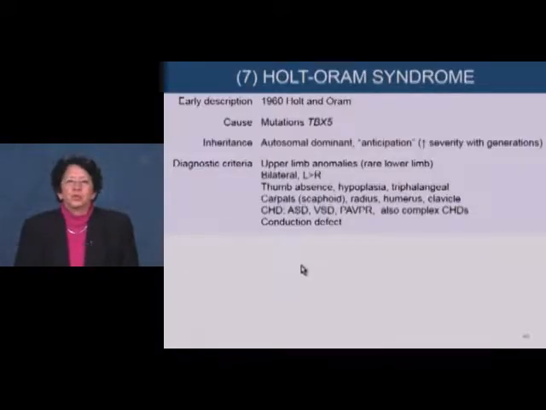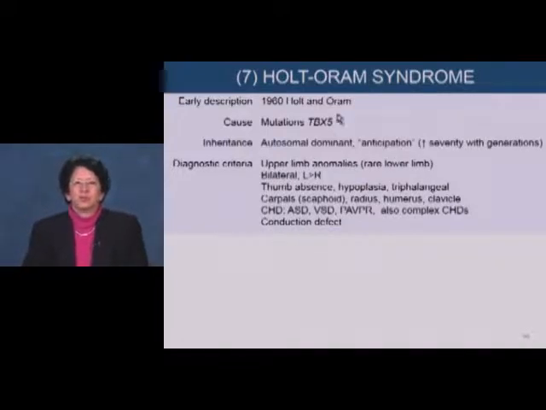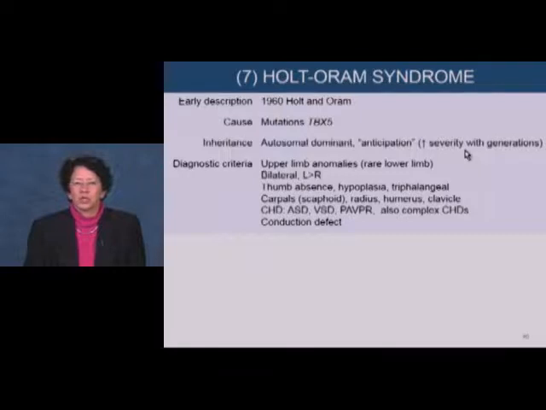So I'm going to switch to a completely different syndrome, which is called Holt-Oram syndrome, described in 1960, caused by mutations in TBX5. And this is also a single gene syndrome. There seems to be something we call anticipation, which is the phenotype may be more severe with subsequent generations. This is almost always a disorder of upper limb abnormalities, with rare examples of lower limb. It's usually bilateral. The left side seems to be more severe than right.